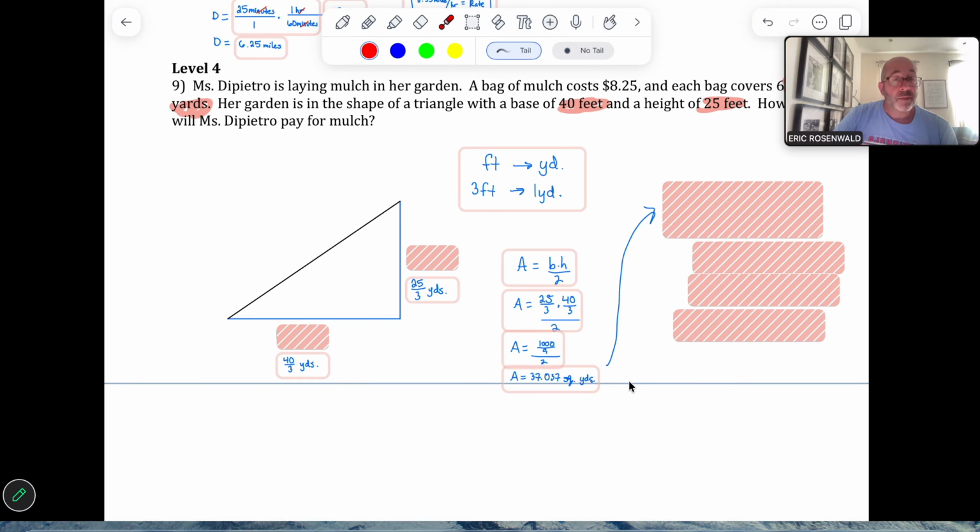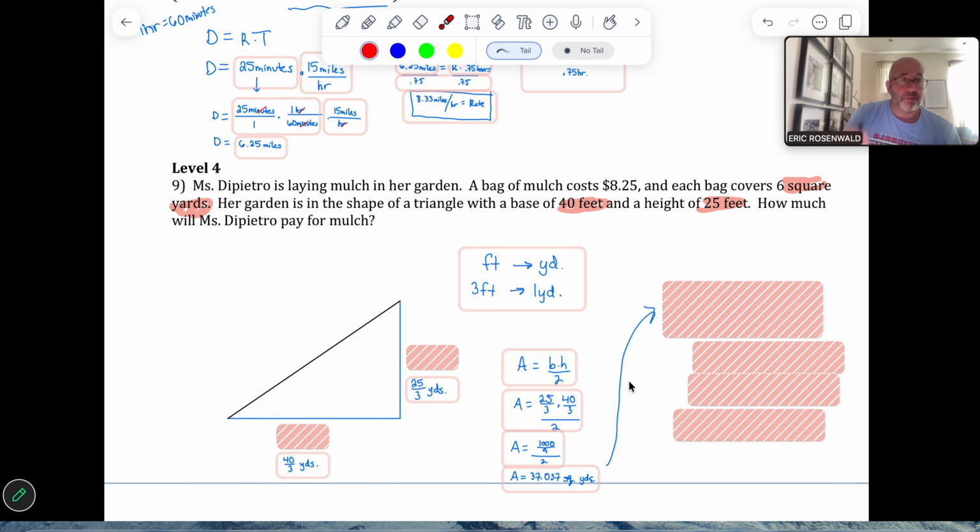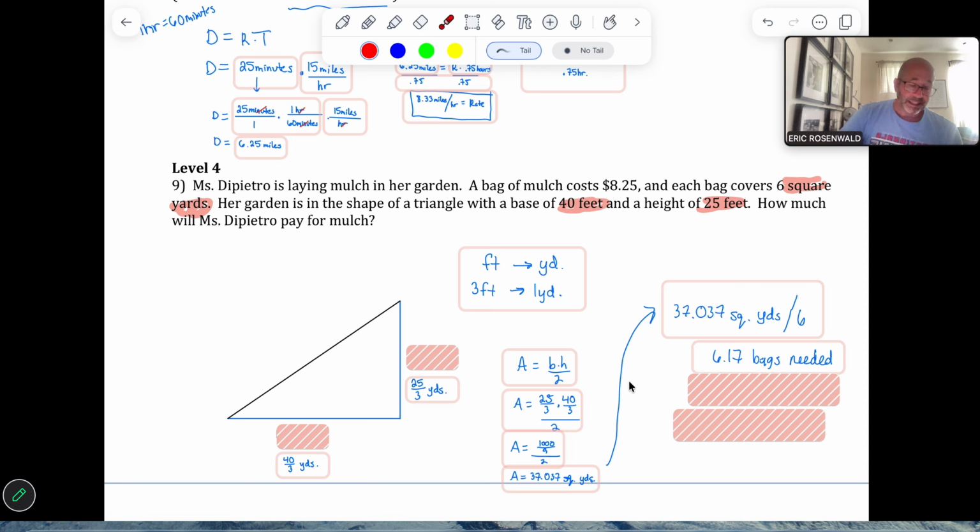Okay. From here, we have to figure out, well, how many bags do they need? Well, this is how many square yards it is. And when we look at the problem, we know that every bag can cover 6 yards. And I have 37 square yards. So if I do 37.037 divided by 6, this is going to tell me how many bags I need. Well, I need 6.17 bags. Unfortunately, you can't buy 6.17 bags. You could buy either 6 bags or you could buy 7 bags. And if I buy 6, it's not enough. So I have to buy 7 bags.